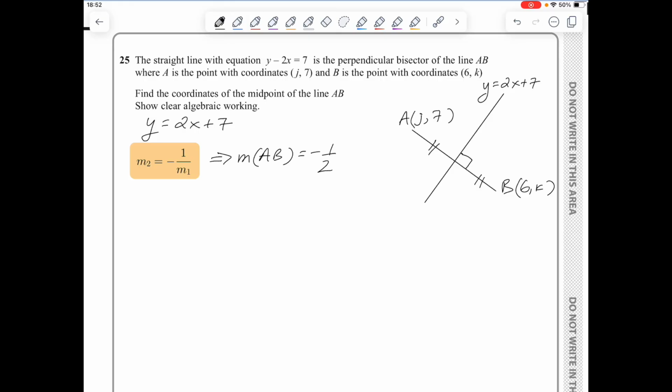Now, using the coordinates of A and B, I'm going to create an equation using the formula for the gradient, which is the following.